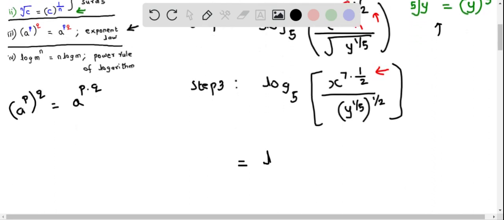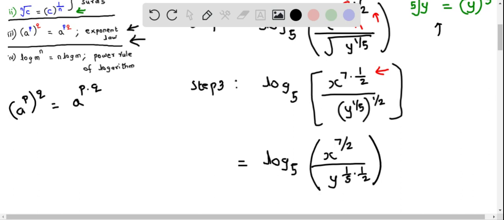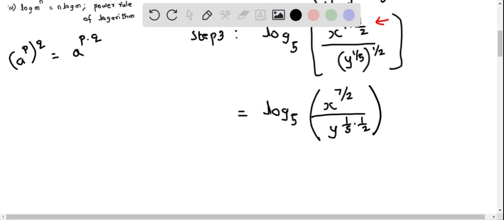So therefore, this is equal to log to the base 5 of x raised to the power of 7 times 1 by 2, which is 7 by 2, over y raised to the power of, once again we use this exponent law, that is a raised to the power of p, raised to the power of q, is equal to a raised to the power of p times q. So this we could rewrite as 1 by 5 times 1 by 2. We close this bracket. Now let's continue.